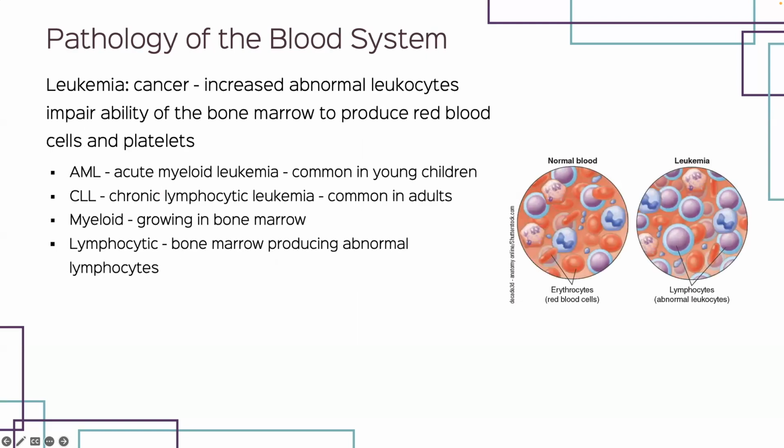Leukemia, which is a cancer of the blood system. You have increased abnormal leukocytes that will impair the ability of the bone marrow to produce red blood cells. And then you've got four different types that are listed: acute myeloid leukemia, chronic lymphocytic leukemia, chronic myeloid leukemia, and acute lymphocytic leukemia.